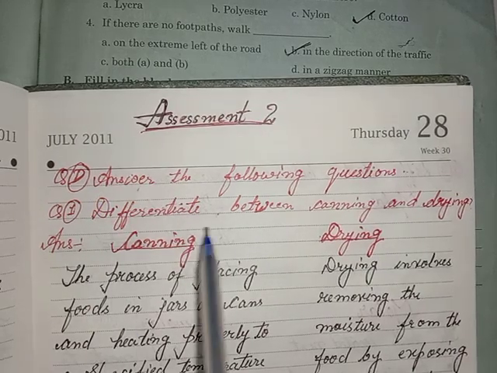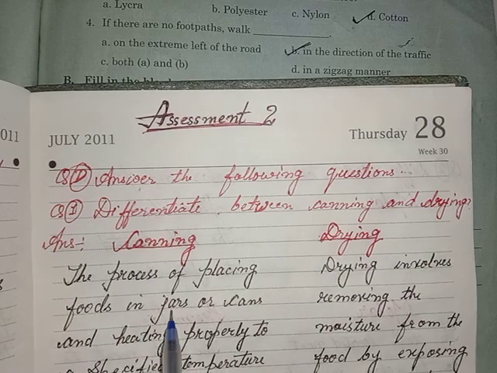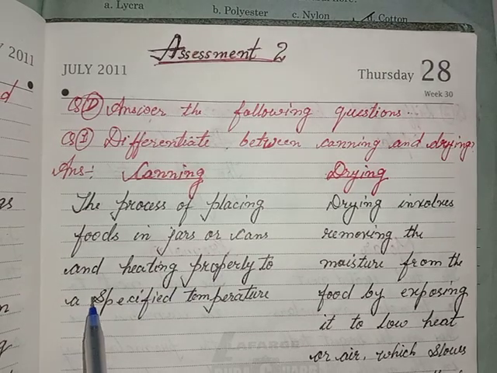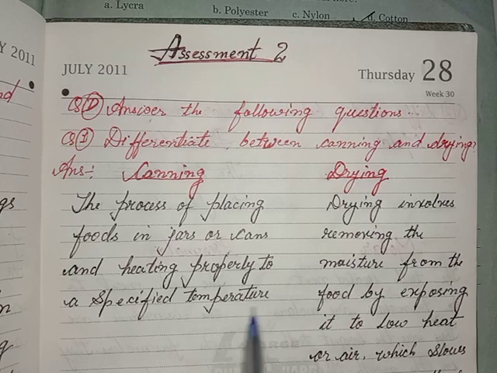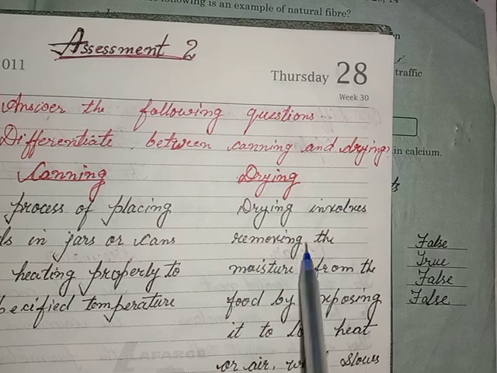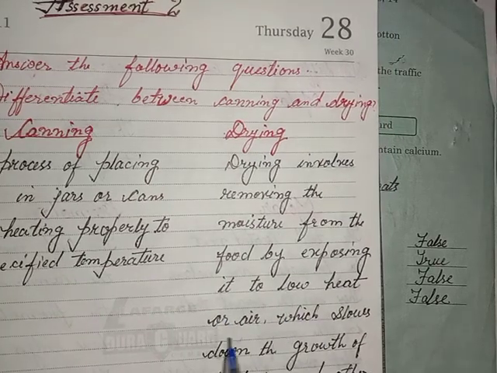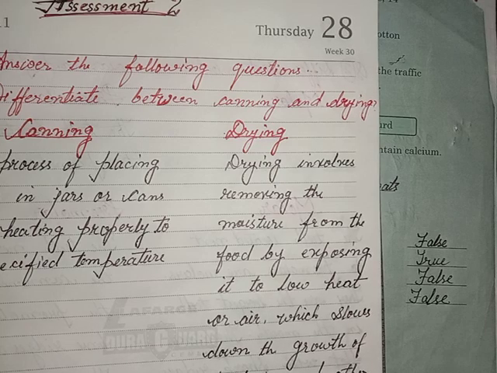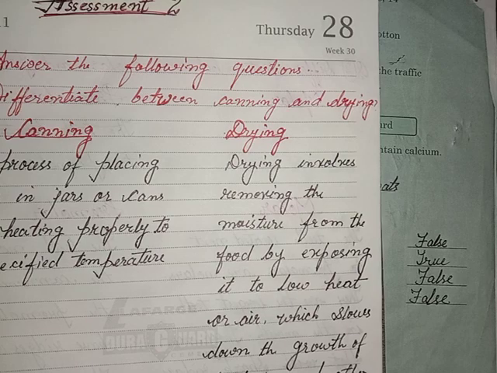Assignment 2. Answer the following question. Differentiate between canning and drying. Canning is the process of placing foods in jars or cans and heating properly to a specified temperature. Drying involves removing the moisture from the food by exposing it to low heat or air, which slows down the growth of bacteria and other microorganisms.